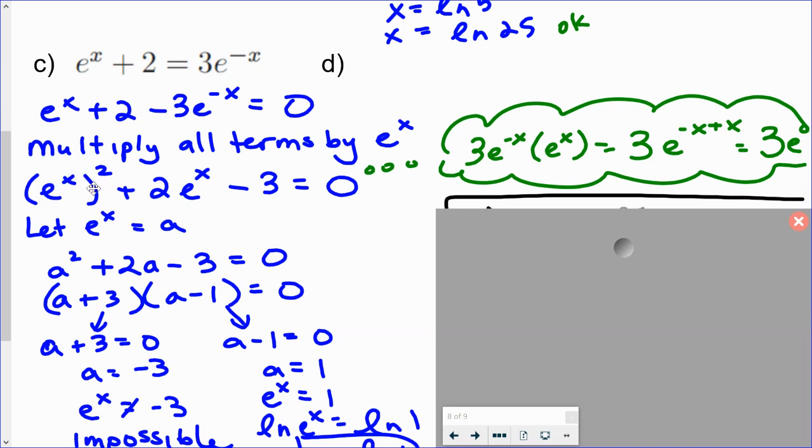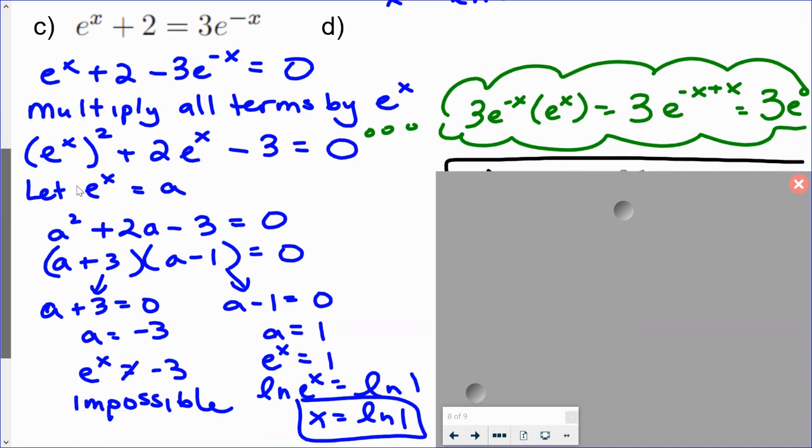When I do that, I get e to the 2x, I get 2e to the x, and that gets rid of this e to the negative x. It leaves me with just minus 3. And I can see that I kind of have a quadratic equation. It might be clearer if I use this change of variable technique here and just call e to the x a. Then I can see I have a squared plus 2a minus 3 equals 0. That's easy for me to factor, and those factors are easy to set equal to 0.